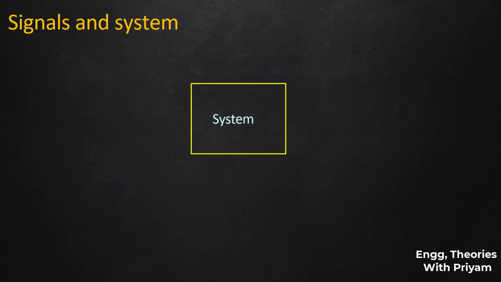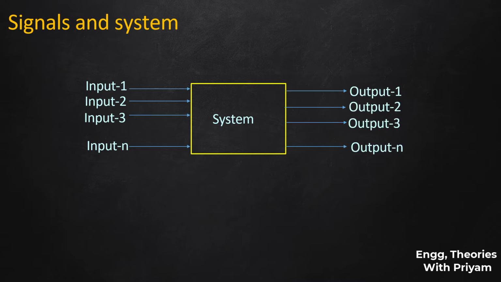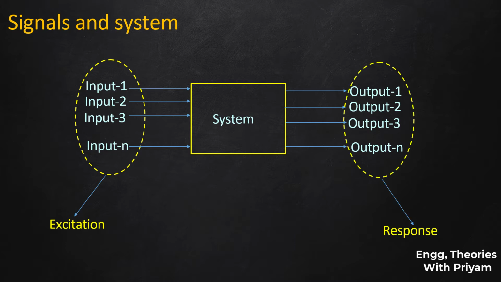A system can have multiple inputs and multiple outputs depending on the type of operation to be performed on the inputs. The inputs to a system are also known as excitations. Outputs corresponding to those inputs are known as responses. The excitation of a system means the signals given as input to the system, and the response of the system means the output generated by the system.